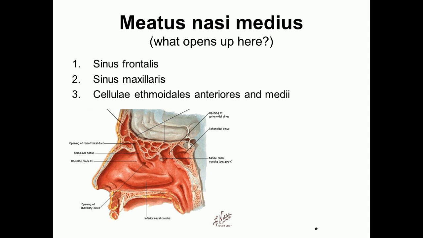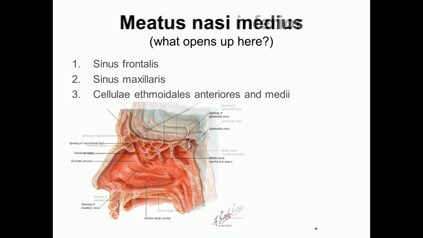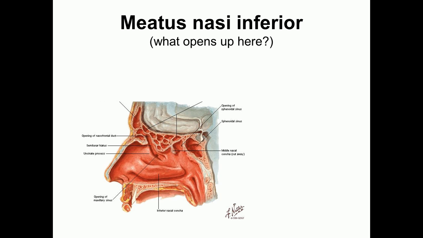And the last question, meatus nasi inferior. What opens up here? It's concha nasalis inferior, and the space between concha nasalis inferior and the lateral wall is meatus nasi inferior. So inside of it, we can find only one structure opening, canalis nasolacrimalis. Canalis nasolacrimalis. That's all.